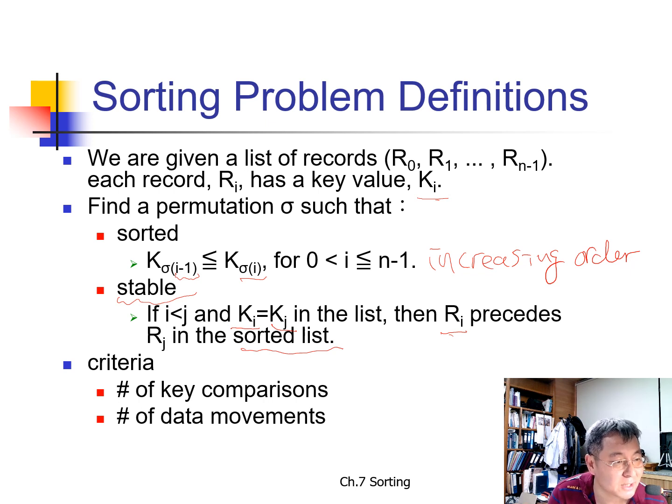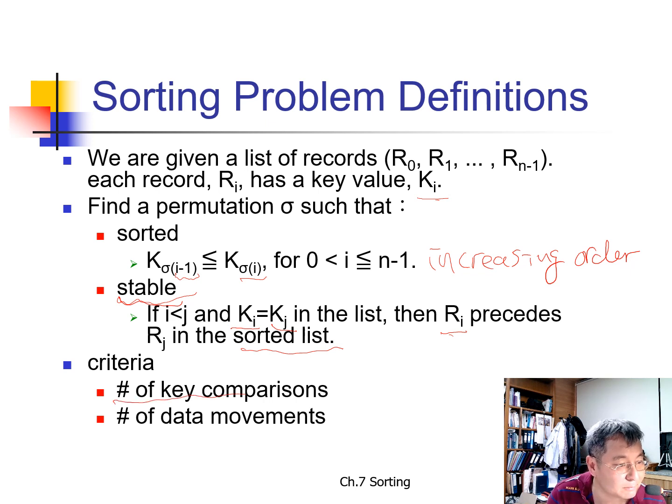Okay, that is stable. That means that the order of the equal data is maintained in the sorted output. That is the stable definition, which will be explained more in the next slide. And here is the criteria to evaluate which sorting method is better or not.